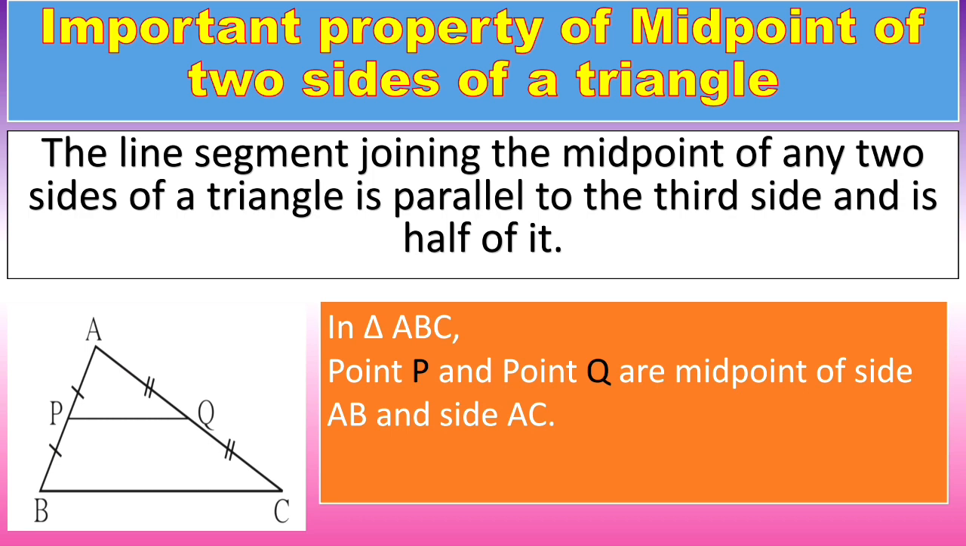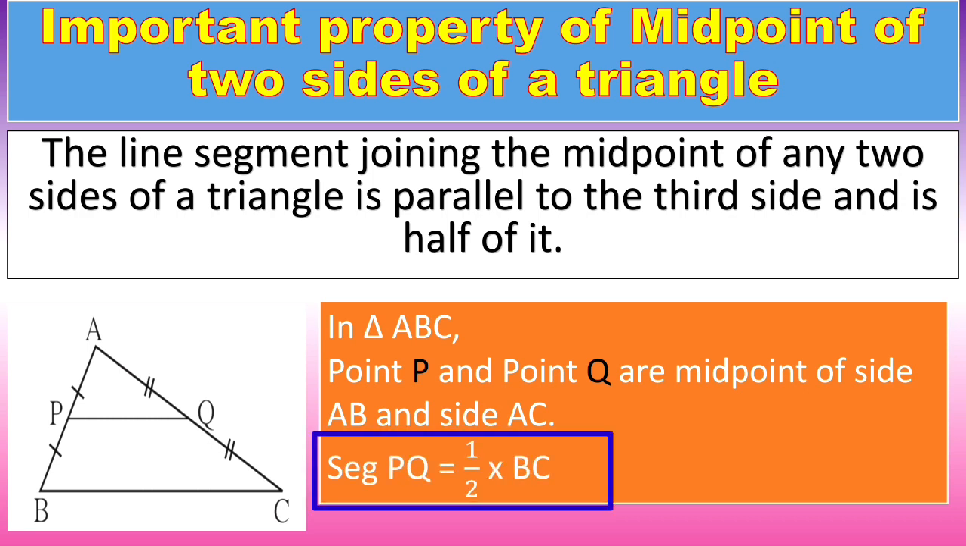As per the given property, the line segment joining the midpoints of any two sides of a triangle is parallel to the third side. It means PQ is parallel to BC. And also PQ will be half of the third side of the triangle, and the third side which is given is BC. It means segment PQ is half of side BC. If we have to find PQ, BC is given 4, so PQ will be half of BC, it means 2.